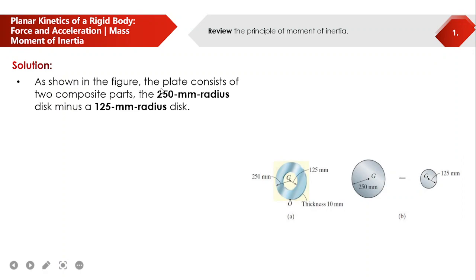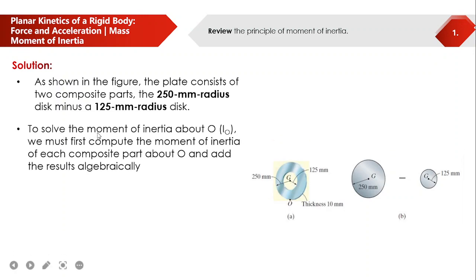Okay, so as shown in the figure, the plate consists of two composite parts, the 250 mm radius disc minus the 120 mm radius disc. Kumbaga ito yung analysis niya dito. So, compute mo yung moment of inertia na whole disk na 250 mm yung radius, i-subtract mo yung disk na 120 mm radius. So you can have your moment of inertia at point O.